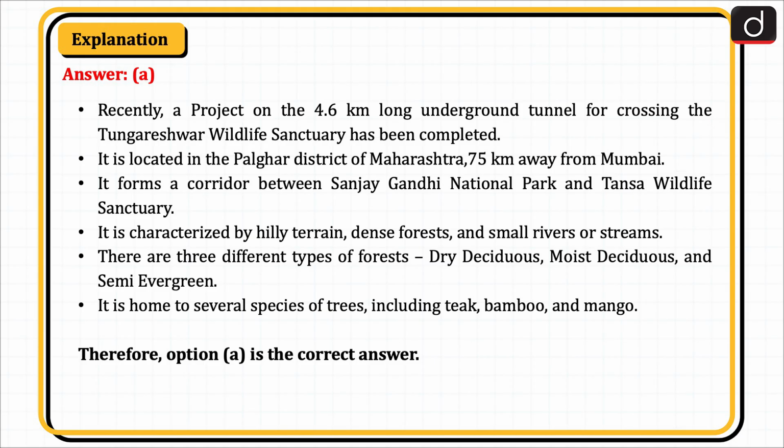Recently, a project on the 4.6 kilometer long underground tunnel for crossing the Tungareshwar Wildlife Sanctuary has been completed. It is located in the Palghar district of Maharashtra, 75 km away from Mumbai. It forms a corridor between Sanjay Gandhi National Park and Tansa Wildlife Sanctuary. It is characterized by hilly terrain, dense forest, and small rivers or streams. There are 3 different types of forest: dry deciduous, moist deciduous, and semi-evergreen. It is home to several species of trees including teak, bamboo, and mango. Therefore, option A is the correct answer.